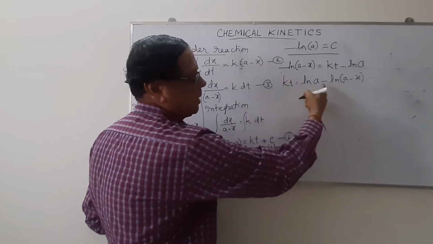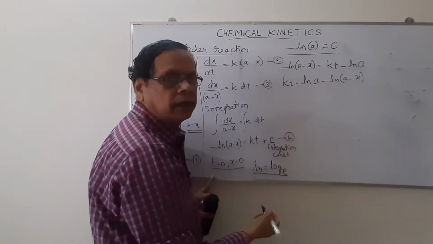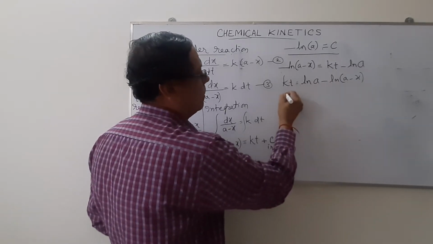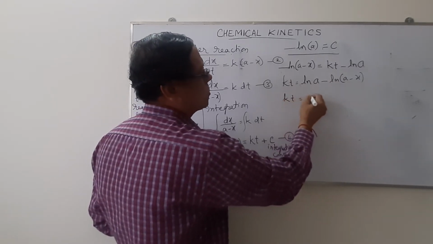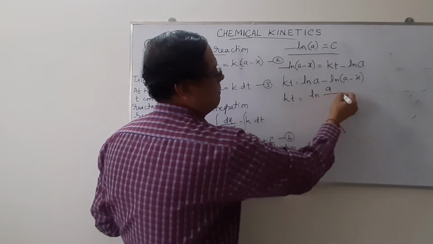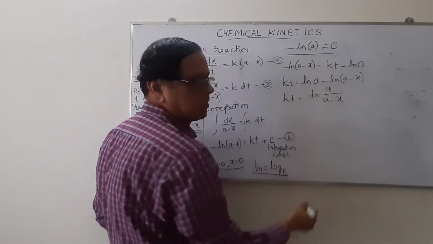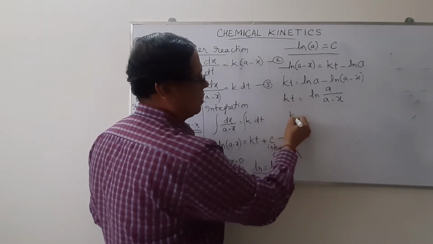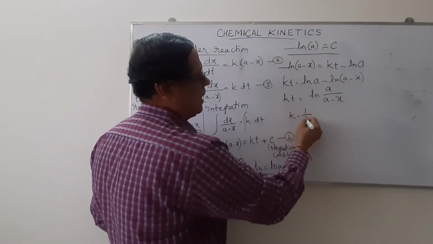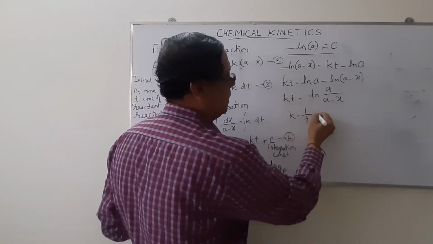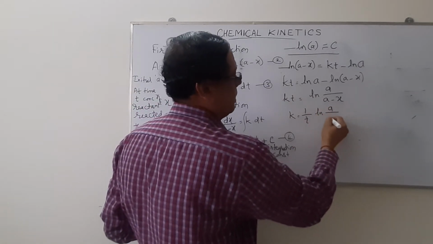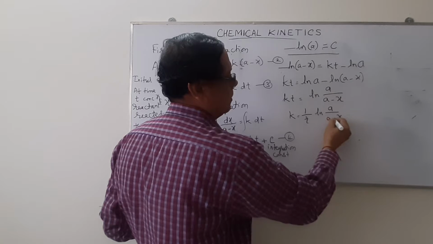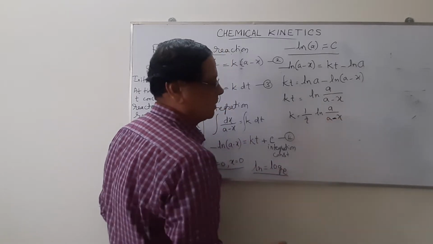In the logarithm chapter, you know log A minus log B is equal to log of A by B. So we have got this ln A by A minus X. When we take this, k is equal to 1 by t ln A by A minus X.